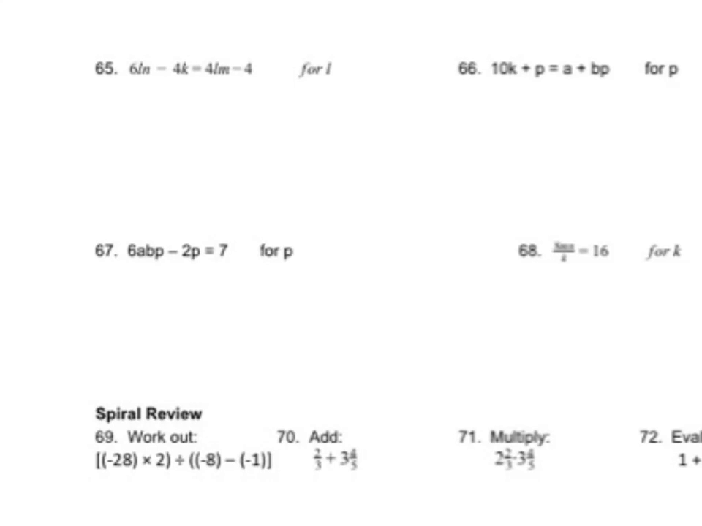Alright, this is from section 3, or topic 3. This is solving formulas for a variable. In this case it's number 65 I think I'll work through. I'll rewrite it here. It's not very clear. 6ln minus 4k equals 4lm minus 4.